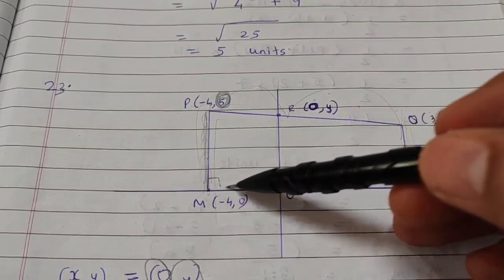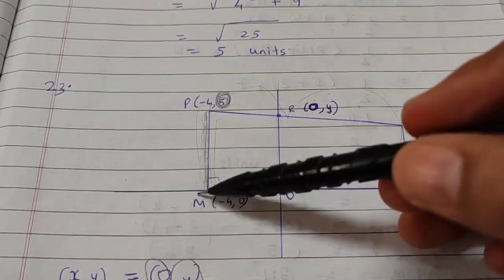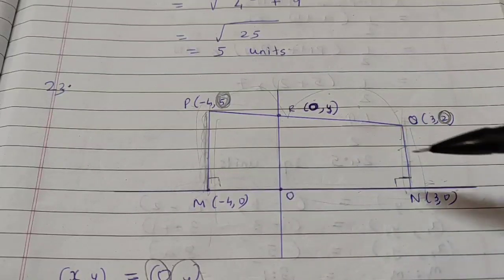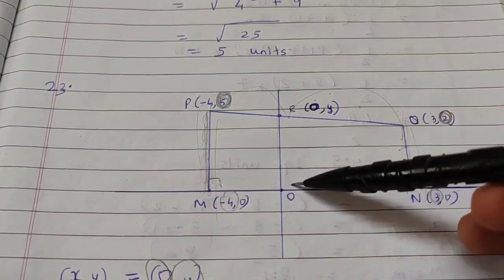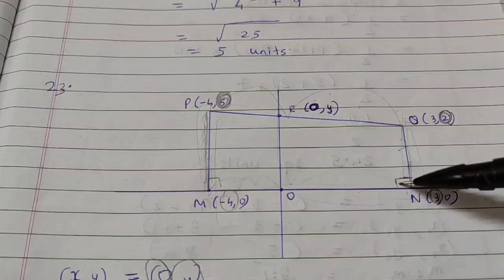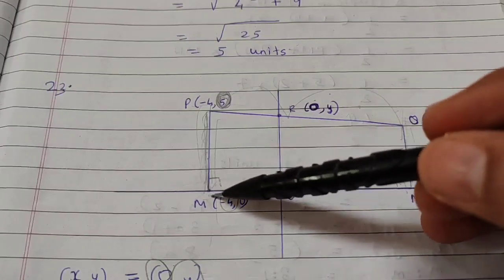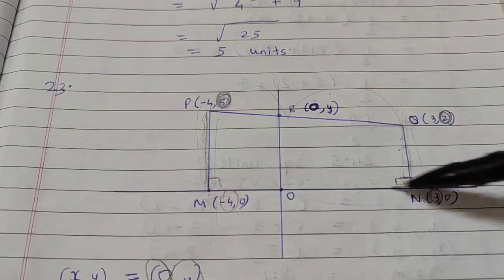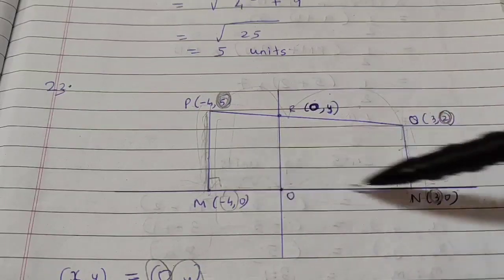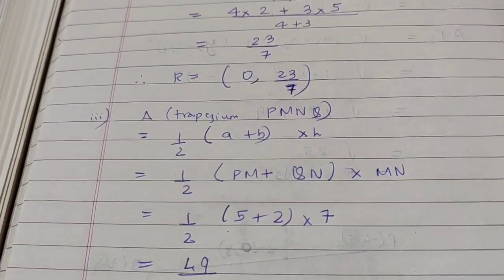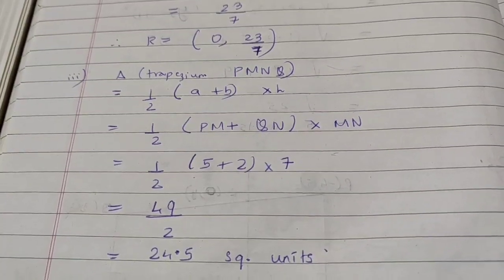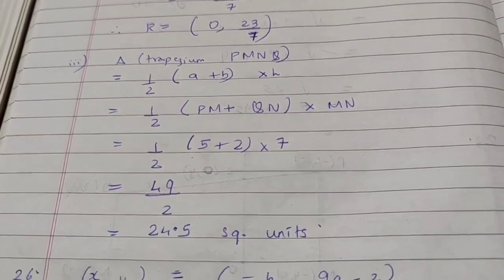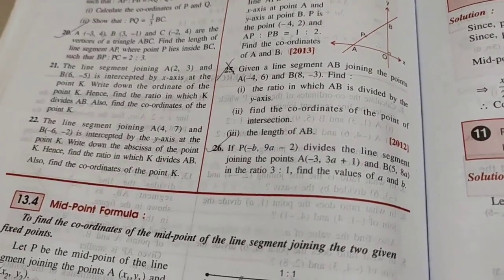What about the distance between M and N? How will you calculate that? Horizontal. So look at the x coordinates now. Horizontal is x. Well, minus 4 to 0, that's 4 boxes. 0 to 3, that's 3 boxes. 4 plus 3, 7 boxes. So the total height between the two parallel lines is 7. So using these values, we can substitute in this formula and get the value of the area of the trapezium as 24.5 square units.